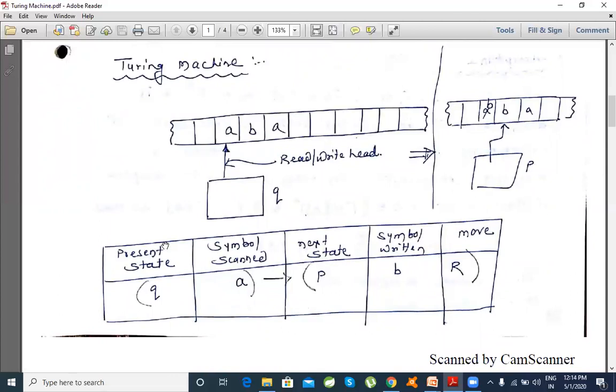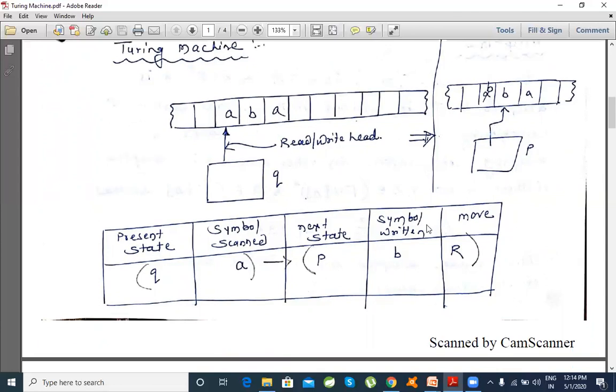So if you look at this table, this is my present state Q. Right now I'm scanning A. Based on this, the machine is taking its move to the next state P, where the A on the input tape is replaced by B. It is overwritten, and the machine head moves towards right. This last column represents the direction of the movement of the head. Either it can go left, right, or stay wherever it is.